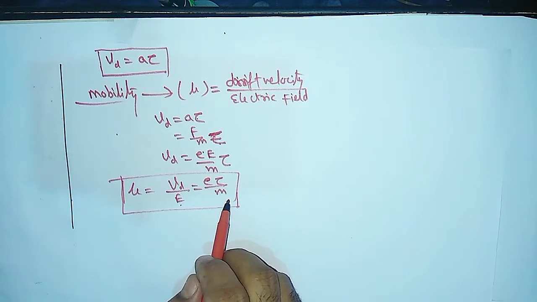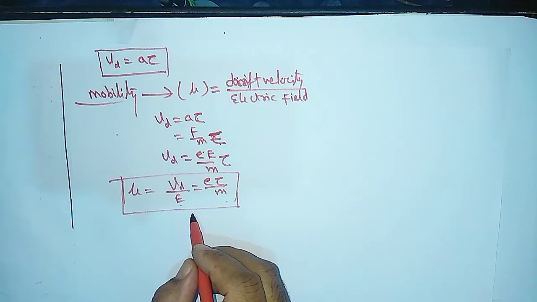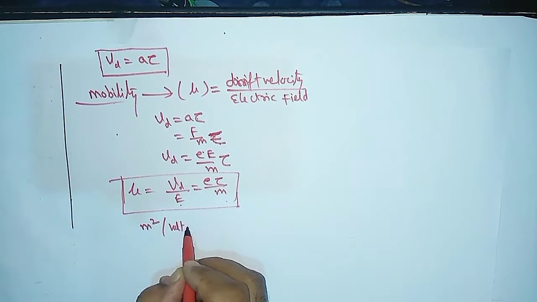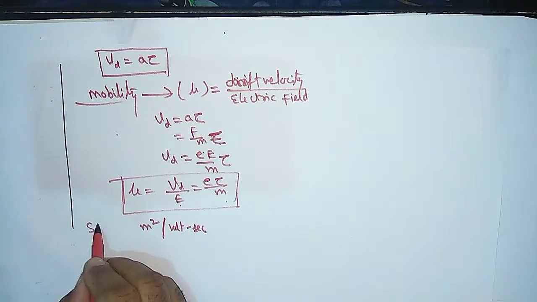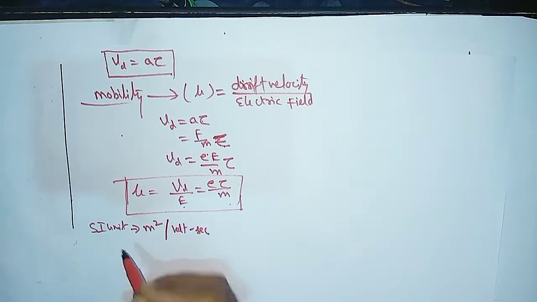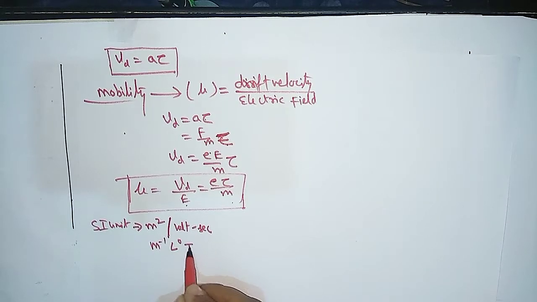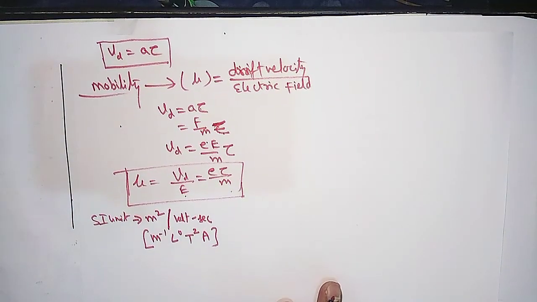Okay, so remember this. Its dimensional formula: you can find its unit will be meter square per volt per second. Okay, this is the SI unit. And its dimensional formula is M to the power minus 1, L to the power 0, T to the power 2, A to the power 1 only. So this is the dimensional formula.